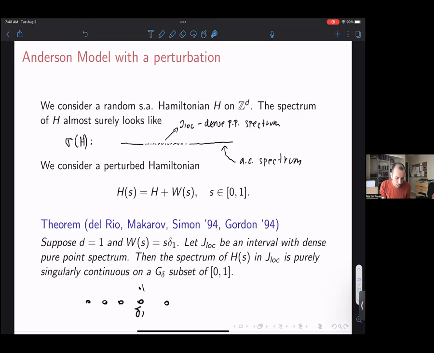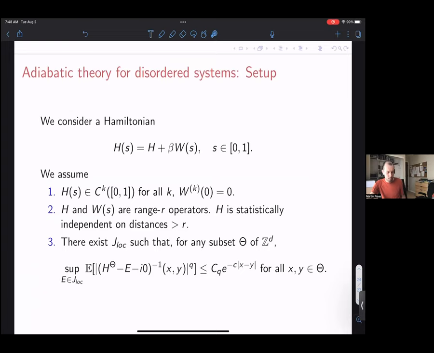And this may look like a disaster for the adiabatic theory, because certainly we don't have a gap here. It's just filled with dense pure point spectrum. And on top of that, we don't even have a continuous projection. It's badly discontinuous. And yet one can do an adiabatic theory in this setting. I will first state the result, but then I will explain that in fact there is a continuous projection. So it's not a spectral projection, but there is indeed a continuous family of projections associated with the problem, and that's why one can do adiabatic theory.